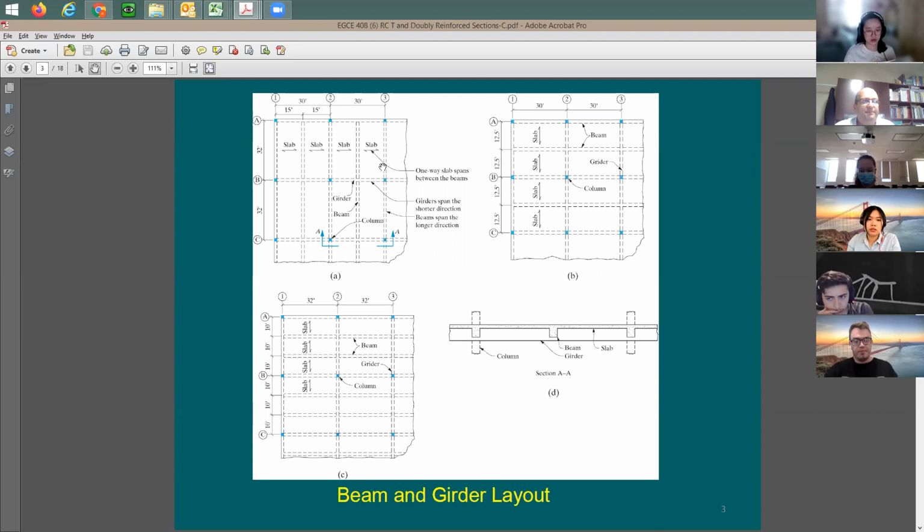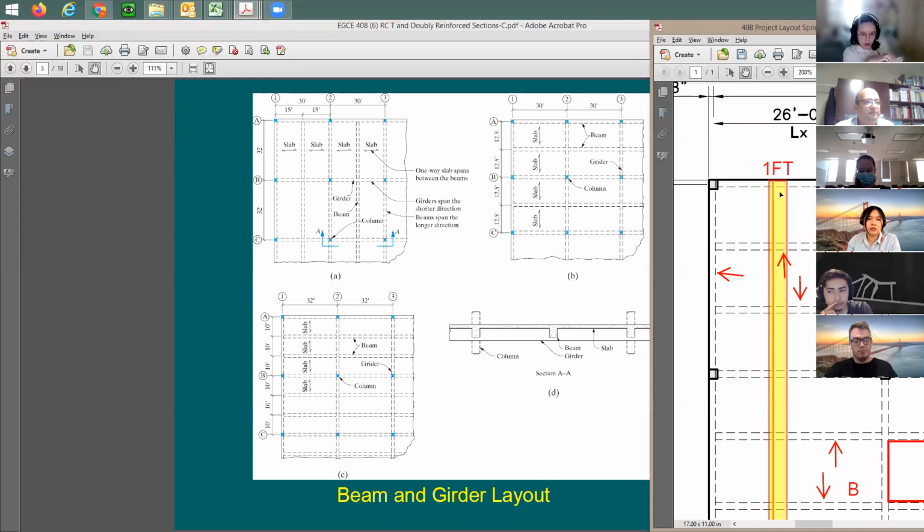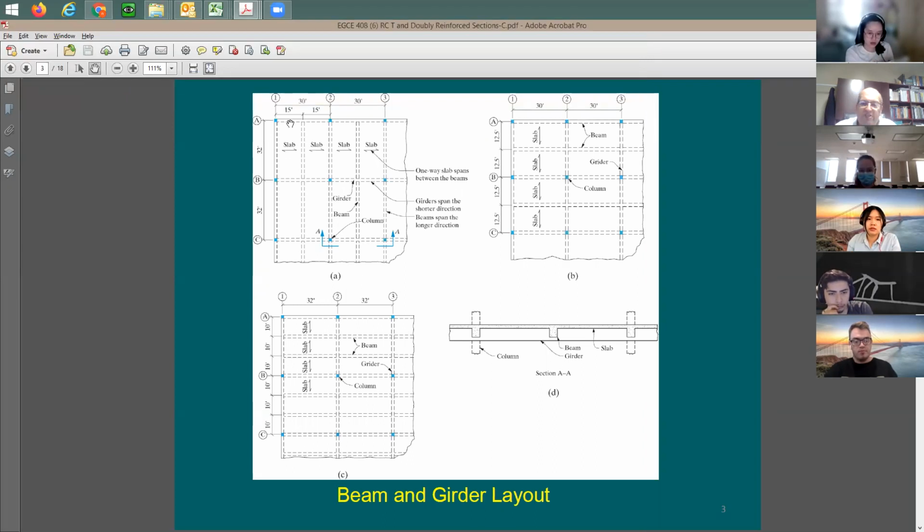Here is the slab, supported on beams, the same picture I showed you, very similar to this picture. You guys recall this, just the direction is different. But look at the aspect ratio for this slab. 32 divided by 15 is going to be more than 2. That's why we're going to call this one a one-way slab.